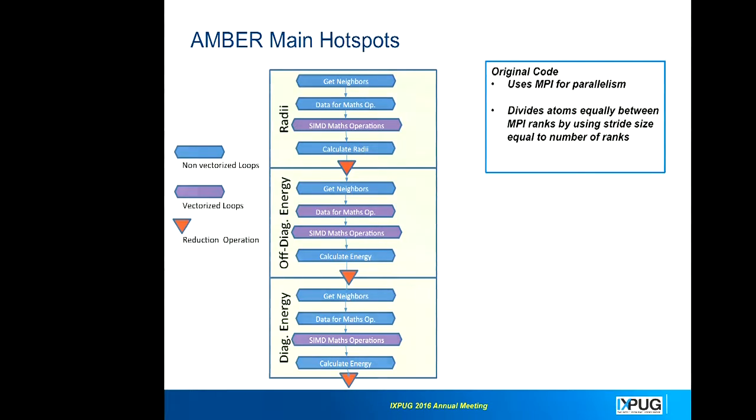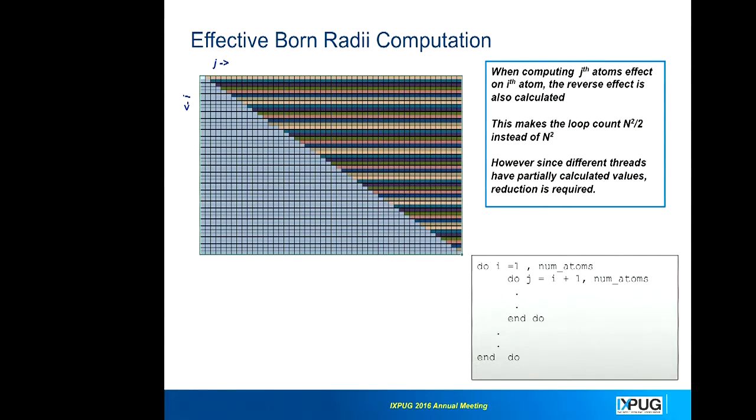Going into detail, how is the work divided among different ranks? If you have 60 ranks, rank 1 will take atom 1, and rank 2 will take atom 2, and it will go up to 60, and again rank 1, after finishing atom 1, will go to the 61st atom and process it. So this is how the original implementation was.